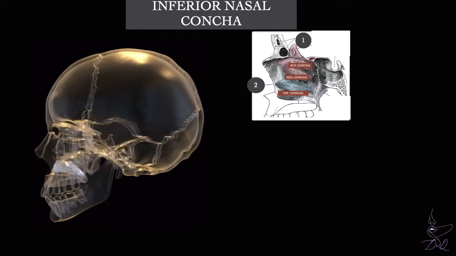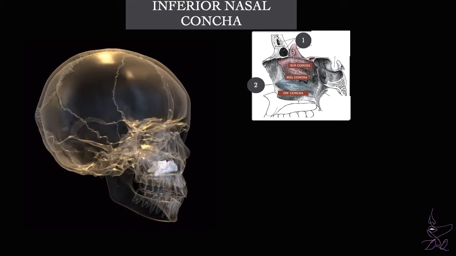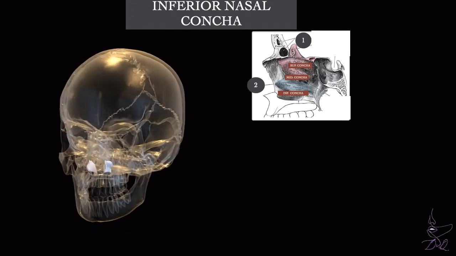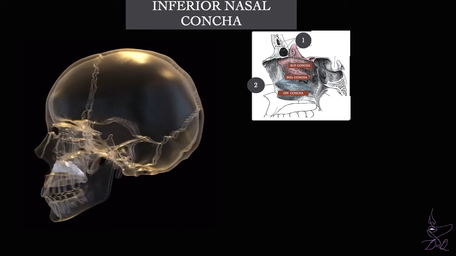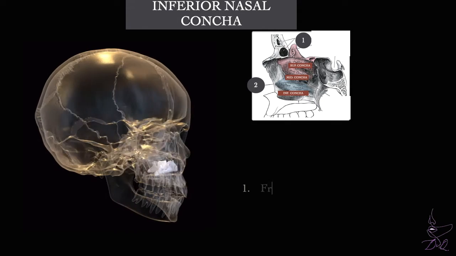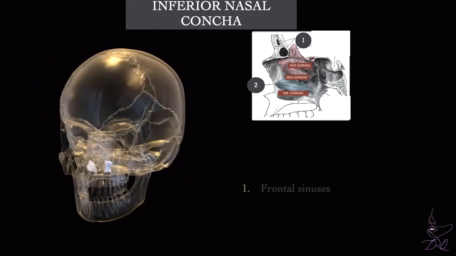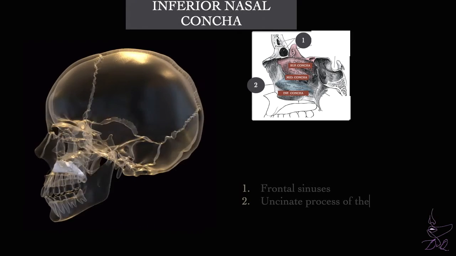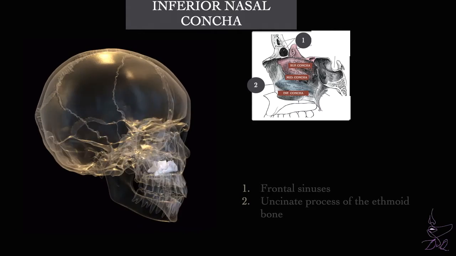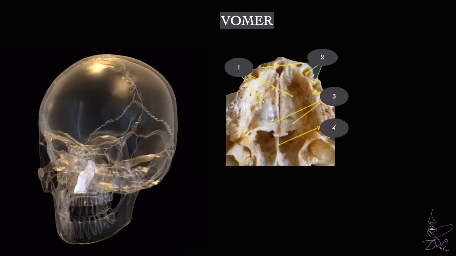Now let's see the inferior nasal concha, which is a scroll-shaped paired bone that rests at the lateral wall of the nasal cavity. It helps to filter and humidify the air that we breathe. Now the nasal conchae are also called turbinates. It articulates with the frontal process of the maxilla anteriorly, the uncinate process of the ethmoid bone and the lacrimal bone anteromedially, and the perpendicular plate of the palatine bone posteromedially.